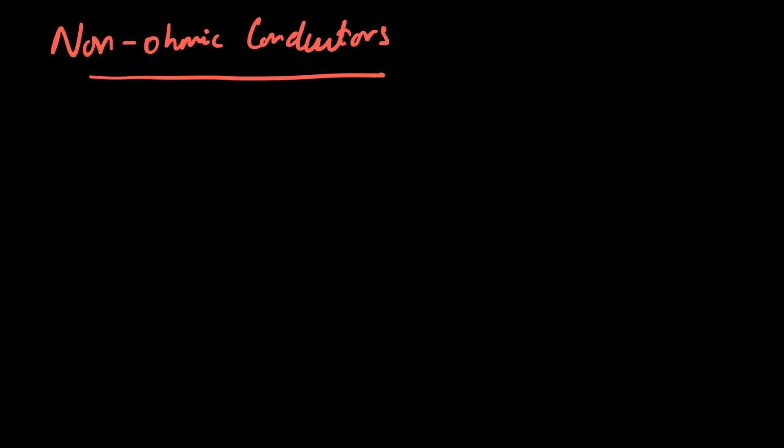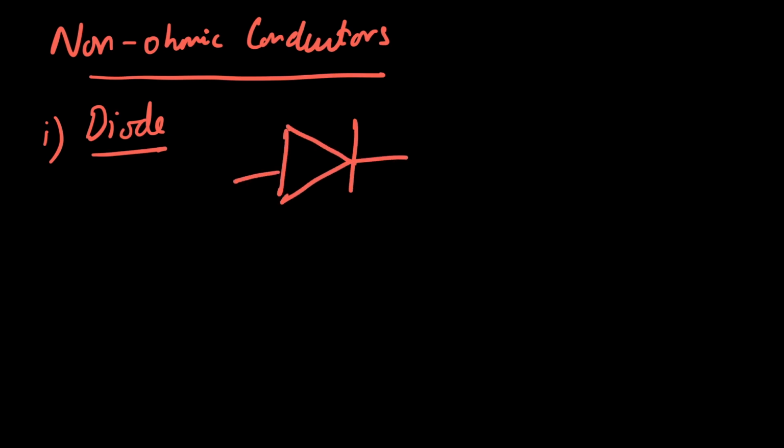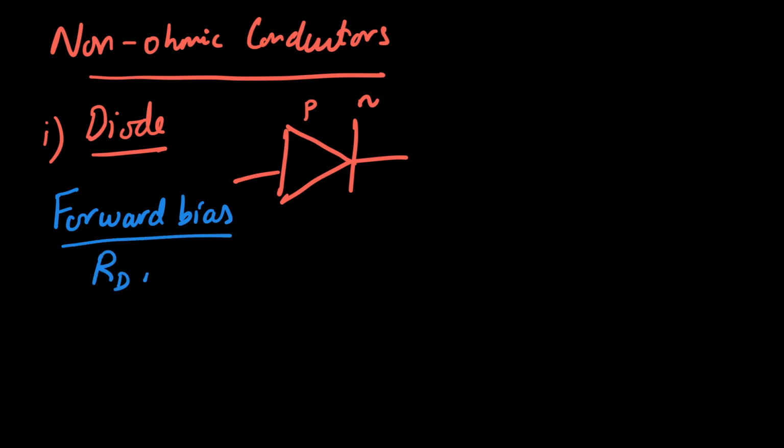So the first non-ohmic conductor that I want to discuss with you is a diode. Now, a diode has this electrical symbol. This is the P junction, this is the N junction. The thing that you need to know about diodes is that diodes have two states that they work in. The first state is the forward bias state. Now, when a diode is in a forward bias state, remember that the resistance of the diode is minimum. The diode allows current to go through it.